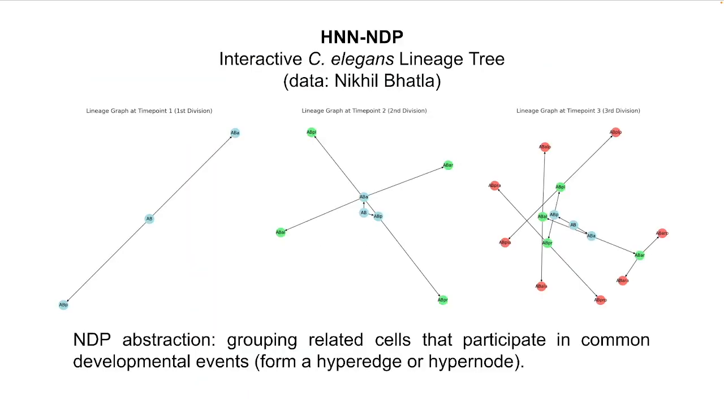So this is Laylath's project, HNN NDP. This is using data from the interactive C. elegans lineage tree. This is the data set that is provided by Nikhil Bhatla, and he has an interactive lineage tree GUI that you can explore on the web. And this is kind of taking those data and building these kind of hypergraphs.